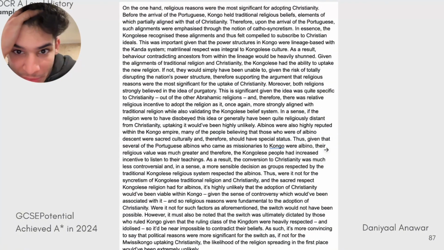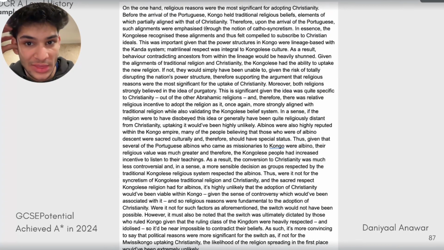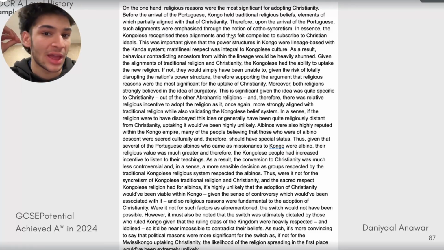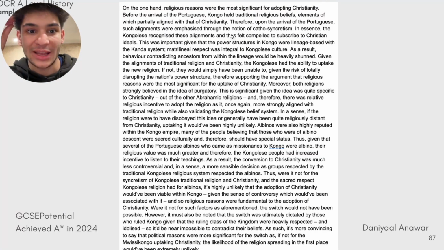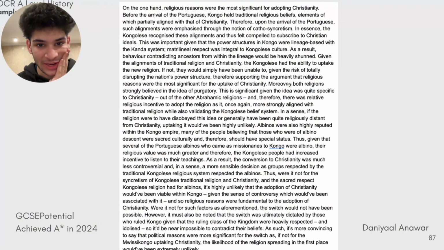But in terms of what I did well, I talked about a piece of evidence. Congo holds traditional religious beliefs, elements of which partially aligned with that of Christianity. So that's the idea of syncretism. Therefore, upon the arrival of the Portuguese, such alignments were emphasized with the notion of Catho-syncretism. In essence, the Congolese recognized these alignments and thus felt compelled to subscribe to Christian ideals. This was important given that power structures in Congo were lineage-based with the Kanda system. Matrilineal respect was integral to Congolese culture. As a result, behavior contradicting ancestors from within the lineage would be heavily shunned. Given the alignment of traditional religion and Christianity, the Congolese had the ability to uptake the new religion. If not, they would not simply have been able to, given the risk of totally disrupting the nation's power structure, therefore supporting the argument that religious reasons were the most significant for the uptake of Christianity.